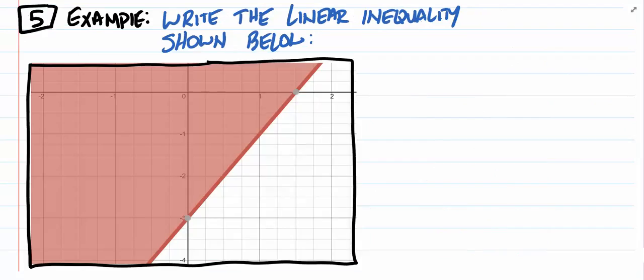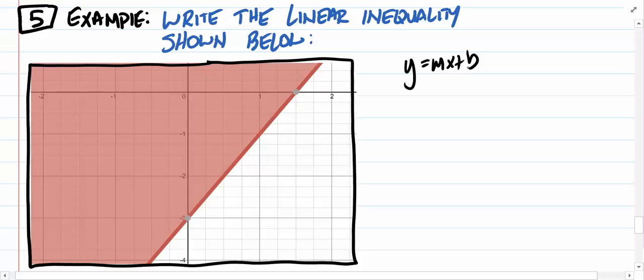Box number 5, another example, same idea. Write the linear inequality shown below. Okay, so I'm going to start assuming I had a line. So y would equal mx plus b. I look at my line here. The intercept is negative 3. So y is equal to mx minus 3.